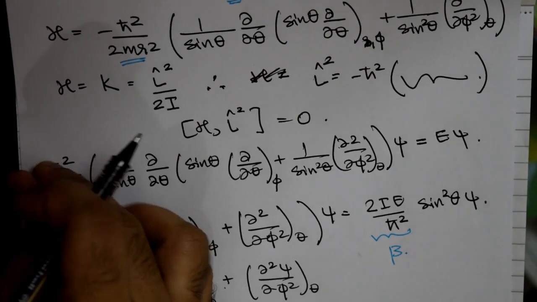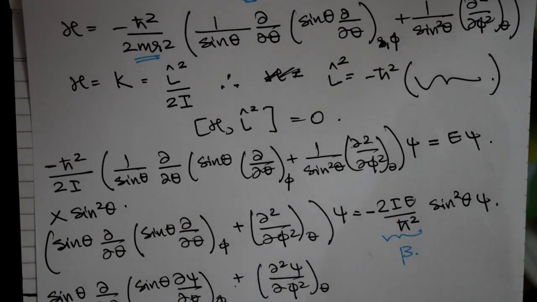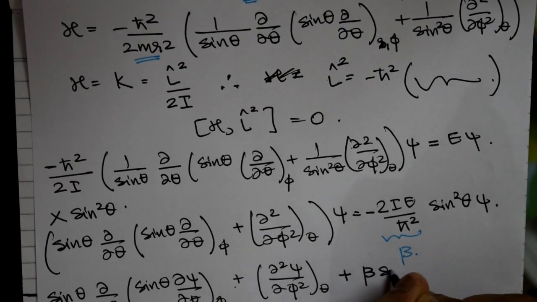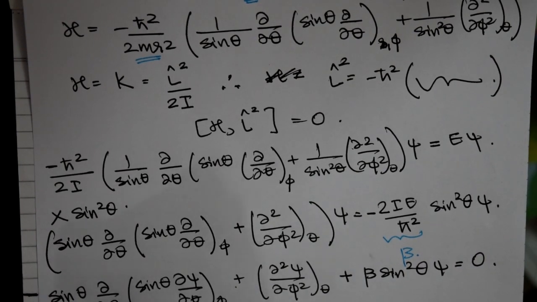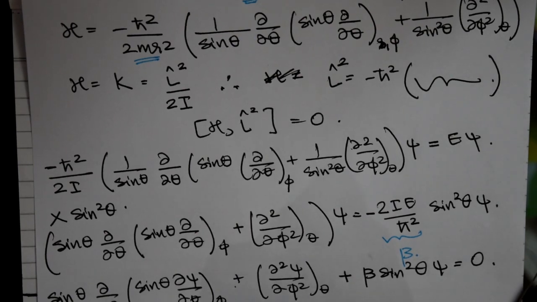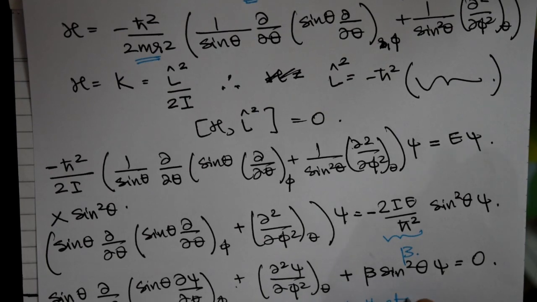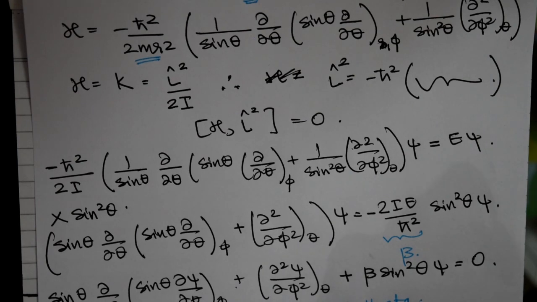Of course, there's a small mistake that has happened. Basically, there is a minus sign here. So if you take it to the other side, it will be plus beta sine square theta psi is equal to 0. Now we should be able to do the separation of variables, where I'm going to represent this as capital theta, and I'm writing it this way so that one can understand this is capital phi.